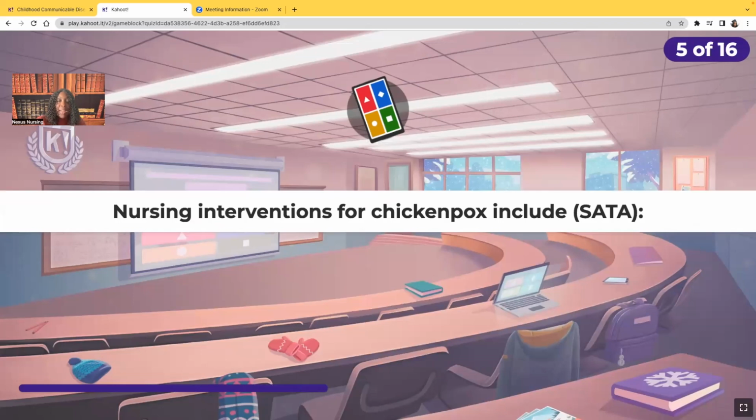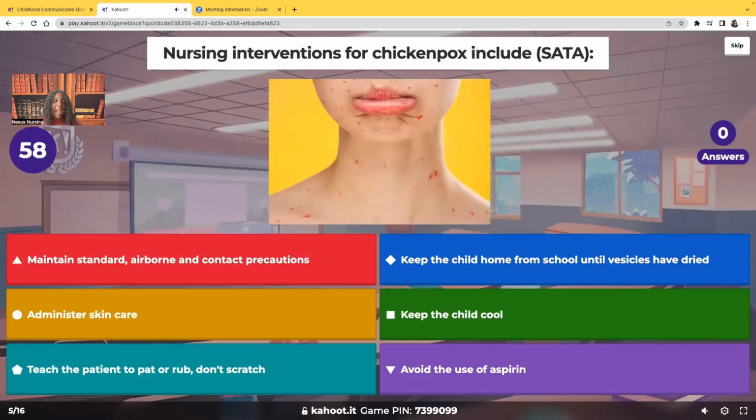Select all that apply. Nursing interventions for chickenpox include: maintain standard airborne and contact precautions, keep the child home from school until the vesicles have dried, administer skin care, keep the child cool, teach the patient to pat or rub, not to scratch, and avoid the use of aspirin. So this is a select all that apply, so you can choose more than one answer. What do you guys think the answer is?